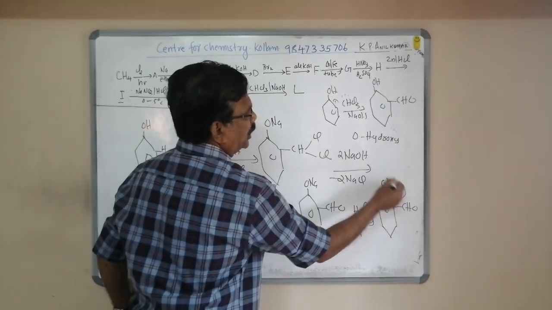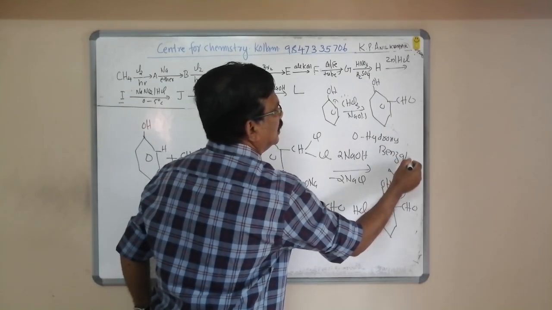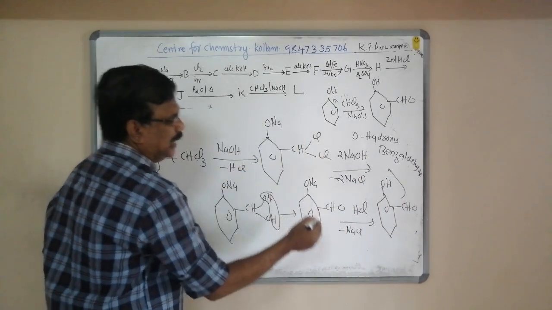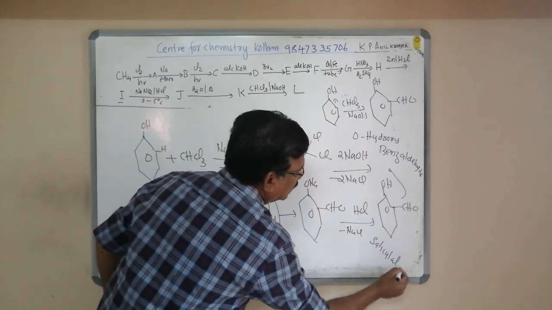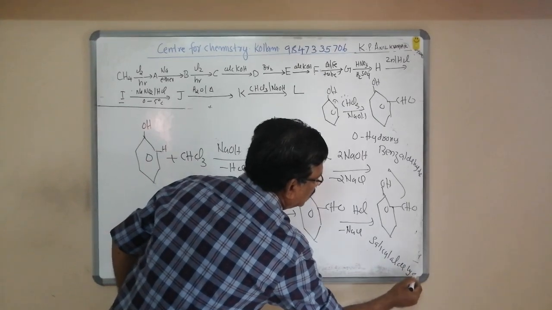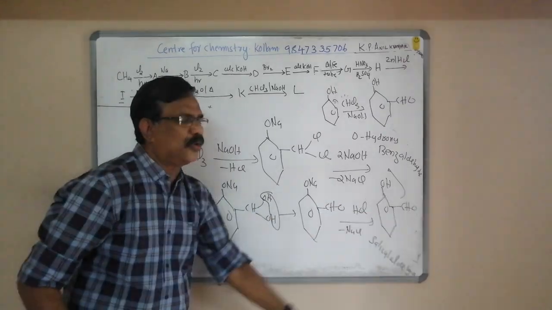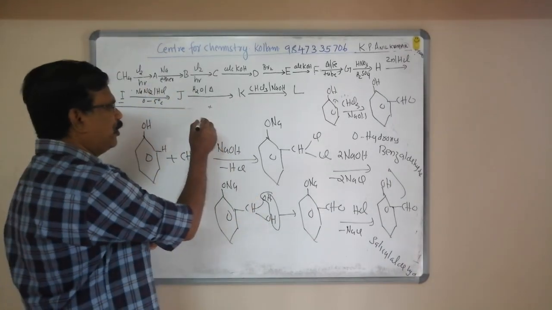This product is ortho-hydroxy benzaldehyde, also known as salicyl aldehyde. So answer L is salicyl aldehyde, ortho-hydroxy benzaldehyde. Para-hydroxy benzaldehyde is also produced.